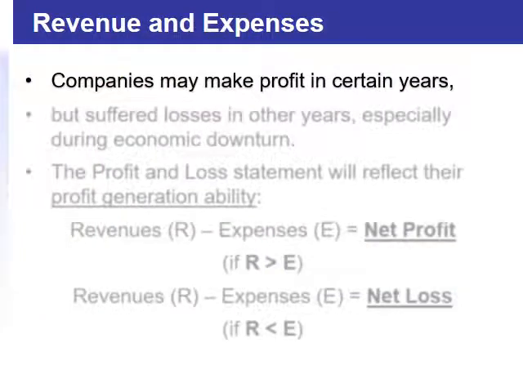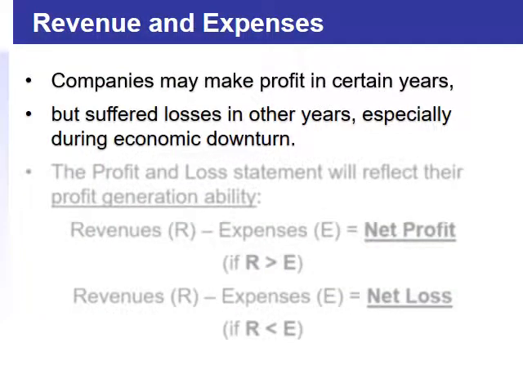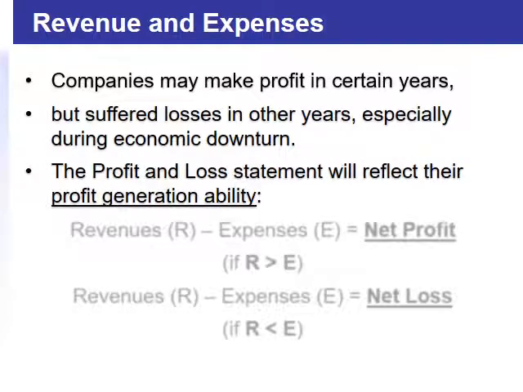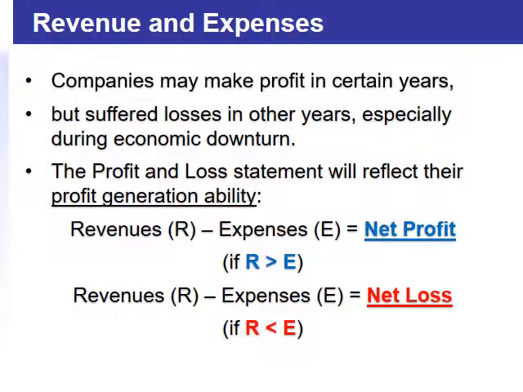Companies may make a profit in certain years, but suffer losses in other years, especially during an economic downturn. The profit and loss statement will reflect their profit generation ability during this period. It basically shows whether the company can generate profit for the year when there's a downturn, for example. In the situation where you have revenue more than expenses, you get a net profit. However, if your expenses are more than revenue, then you will have a net loss.